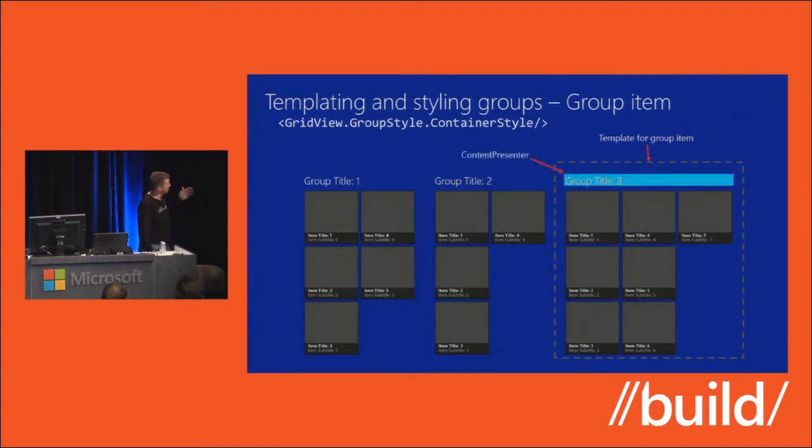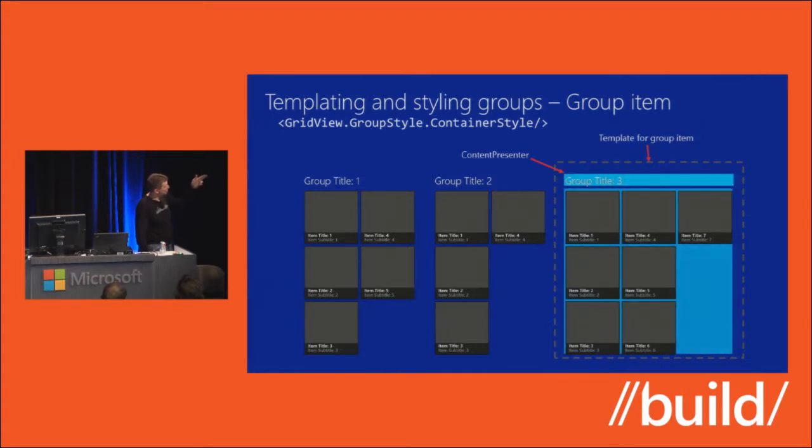In this case, you can see that the group title is a content presenter and the items are an items control, but you can position them however you would like. You can put the header above or below the items. You have basically unlimited control there. You can even have the headers overlap the items if you would like. It basically allows you to do pretty much anything.